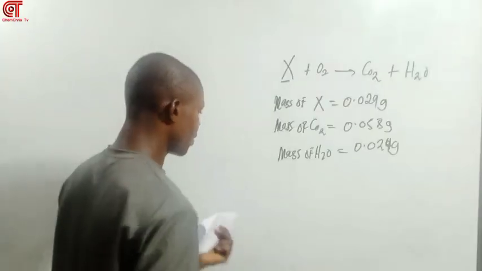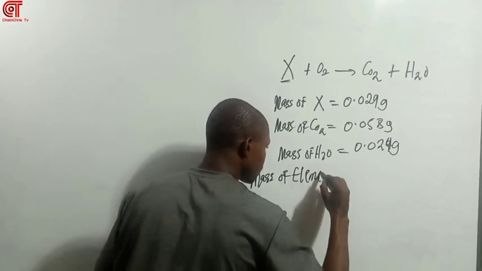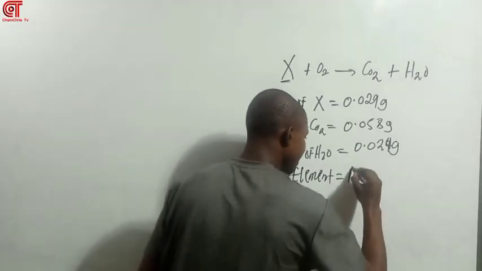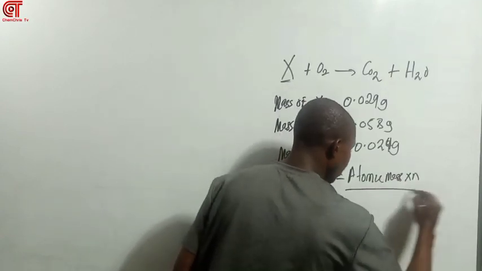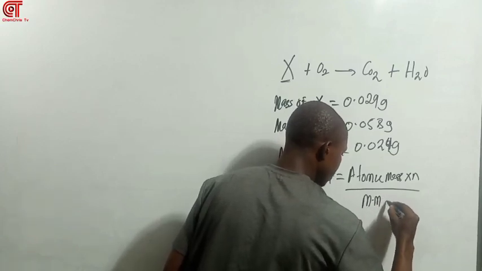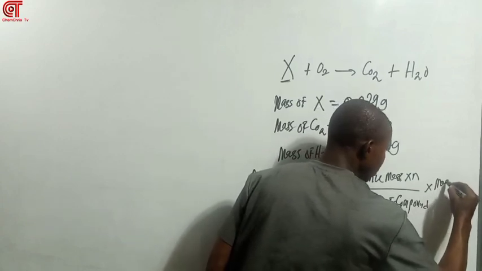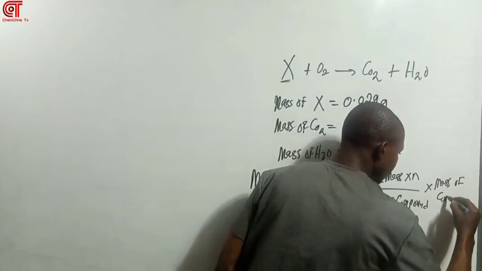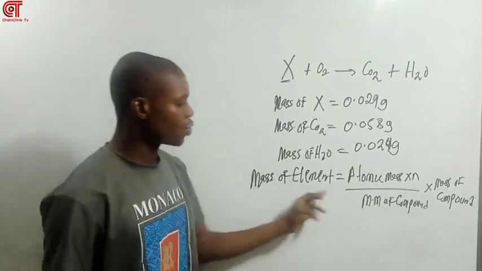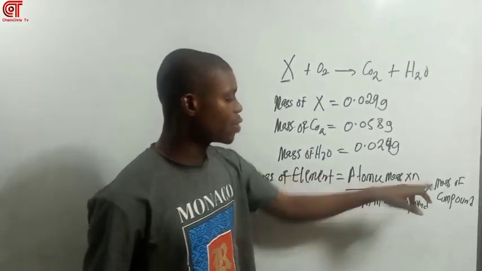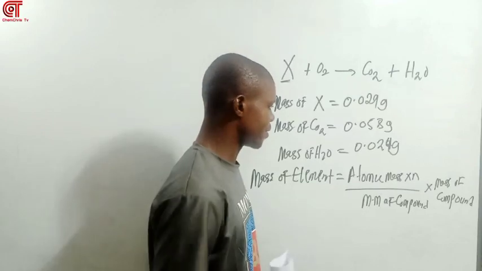How do we do that? Mass of element equals the atomic mass times n, over the molar mass of the compound, times the mass of the compound. So the mass of the element equals the atomic mass of the element times n, where n means the number of atoms present, over the molar mass of the compound, times the mass of the compound.